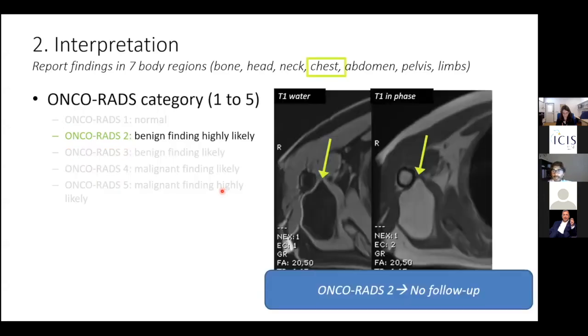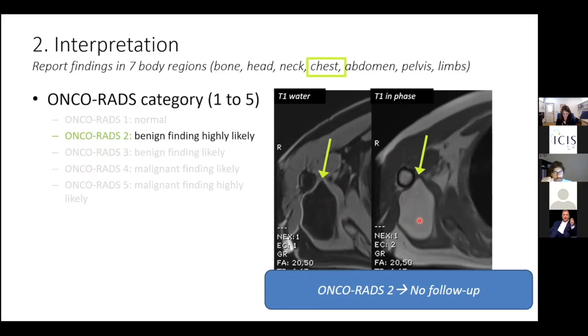By 1, we mean normal, 2, benign finding highly likely, 3, benign finding likely, 4, malignant finding likely, and 5, malignant finding highly likely. Just to give you a few examples, here, this man was diagnosed with this mass, as you can see here, we're in the chest, and this mass is clearly bright on T1 in phase. The fat is suppressed on T1 water. This is clearly a lipoma, homogeneous, entirely suppressed.